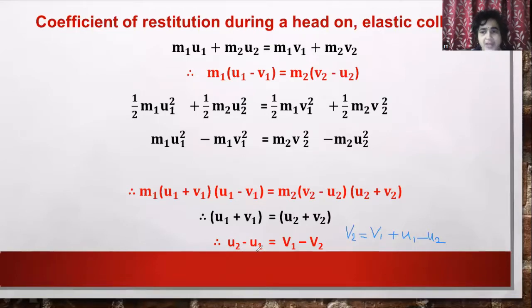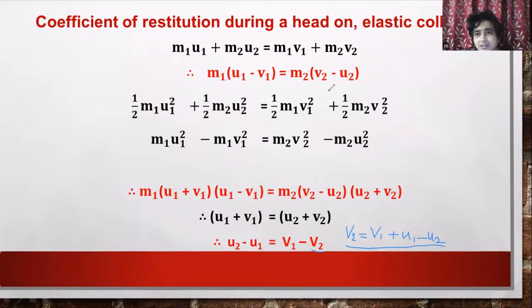Now see, this is U2 minus U1 is equal to V1 minus V2. We shall write an expression for V2. So V2, if I take to this side, I shall have V1, when this comes to this side, plus U1 minus U2. This I have written here. This expression we'll use for the next point.